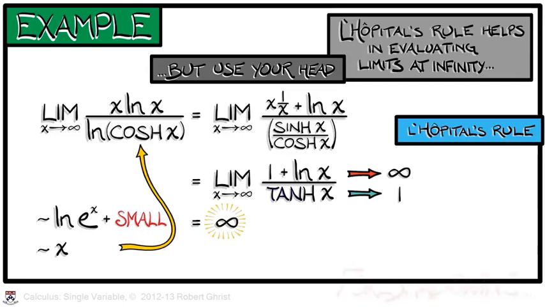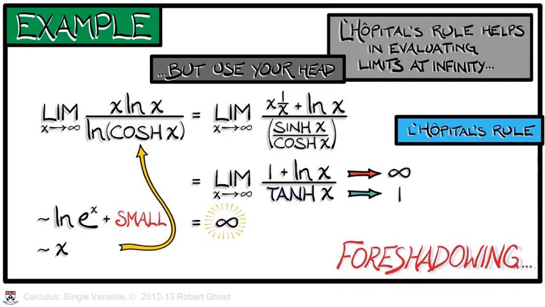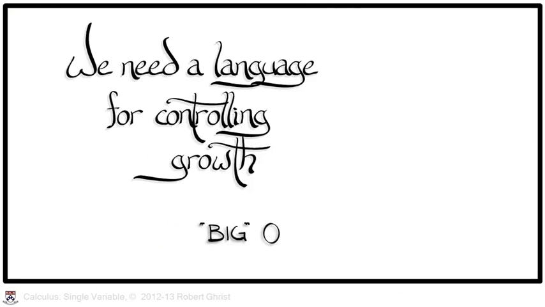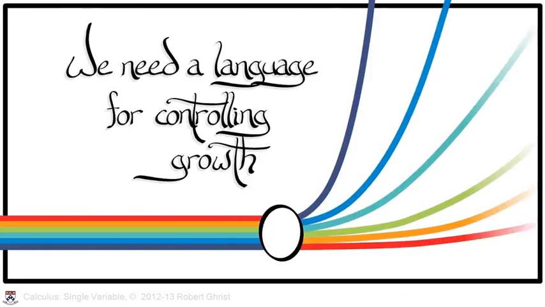And so I would argue that x times log of x divided by something that grows like x should give us an infinite limit. That's a foreshadowing of what is to come, where we want to have a language for discussing or controlling growth of functions. This is called Big O, and it's a beautiful language.